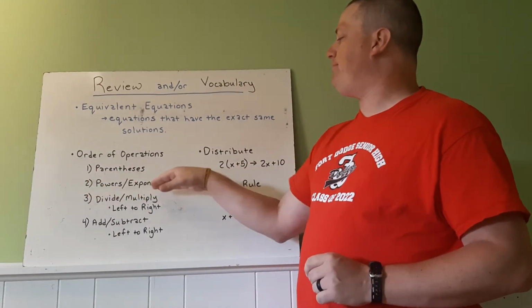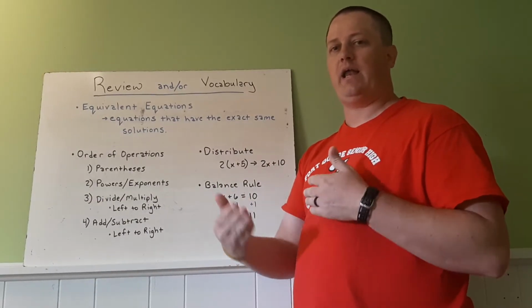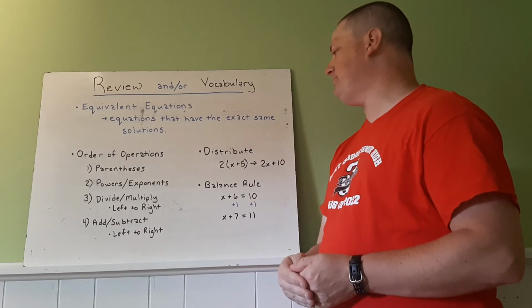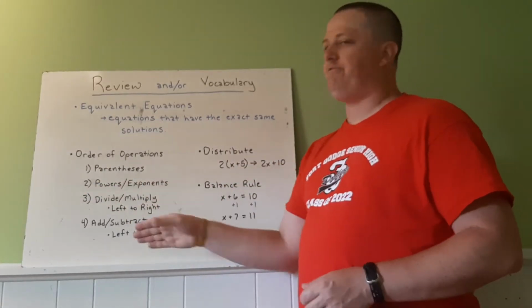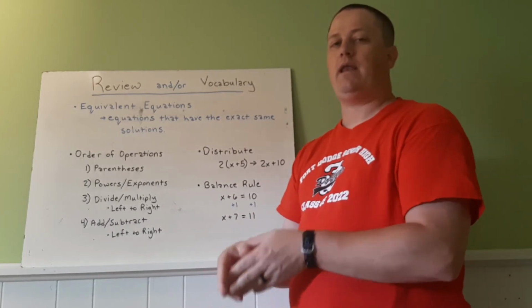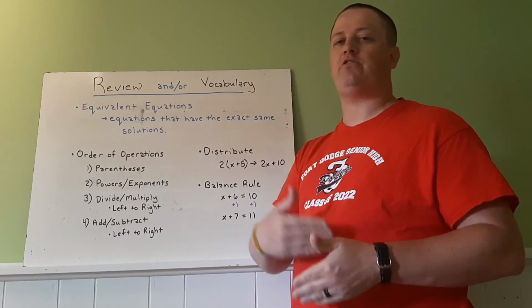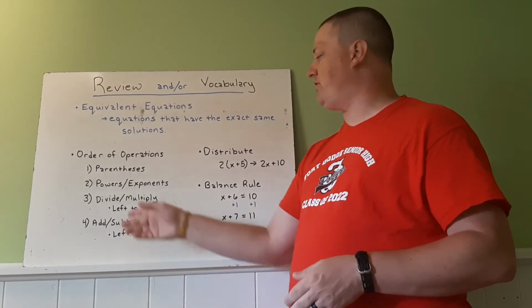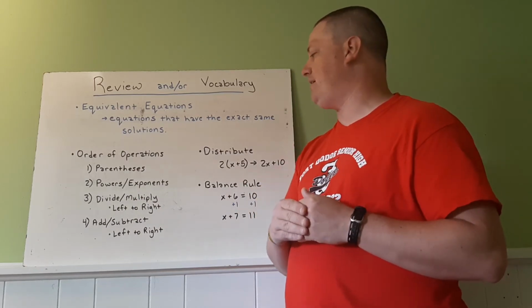Then we want to deal with powers and exponents next. Those are those small numbers that create a multiplication type problem. The third step is to divide and multiply from left to right. Make sure that you're doing whatever comes first from left to right. Don't do multiplication first, don't do division first. Do what the problem says to do first. And you go left to right, and these two are done at the same time.